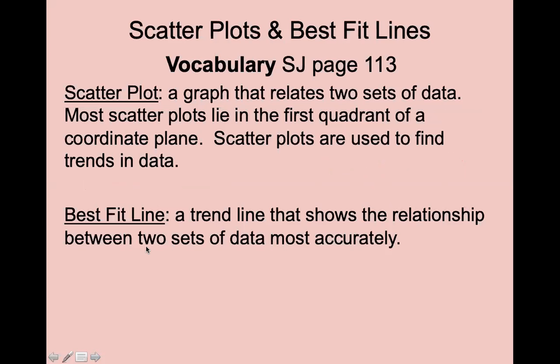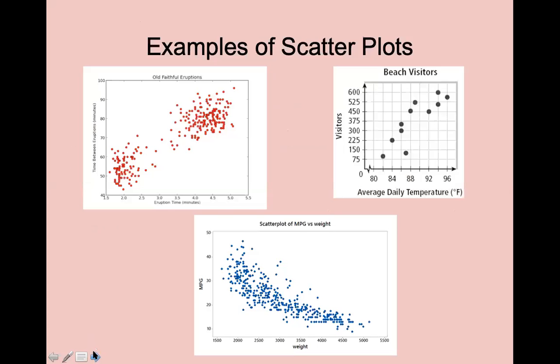You have some vocabulary to write down. It's a little bit different than what is in the book. Scatter plot is on page 113, but you will see the words line of fit on page 113, and I want you to cross off line of fit and replace it with best fit line. Pause the video and copy both of those vocabulary terms into your journal. All right, welcome back. Let's continue the presentation.